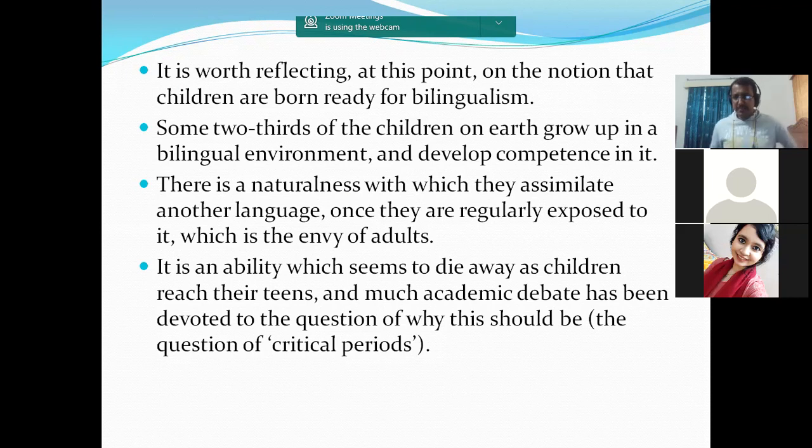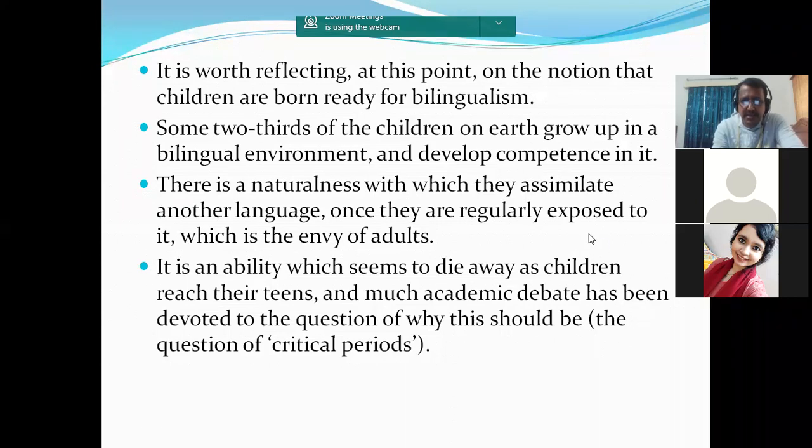So what is the benefit of living in a bilingual environment? That means children will be learning 2 languages automatically without much effort. Our children can learn 2 languages. And there is a naturalness with which they assimilate another language. Once they assimilate one language, the children will find the similarity between 2 languages. So they will be learning the Bangla language as well as the other language.